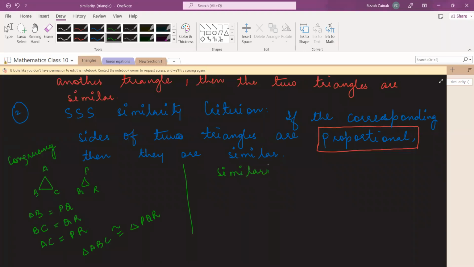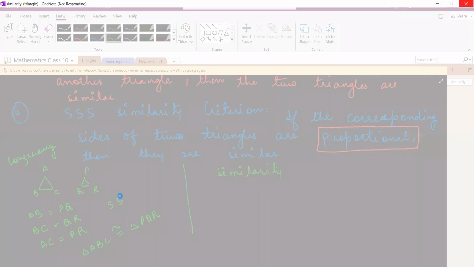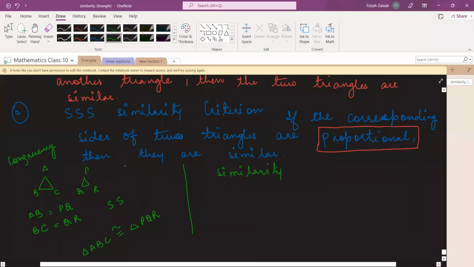What is the meaning of SSS here? I hope you have understood the meaning of SSS in terms of congruency. So that is the meaning of SSS in congruency.